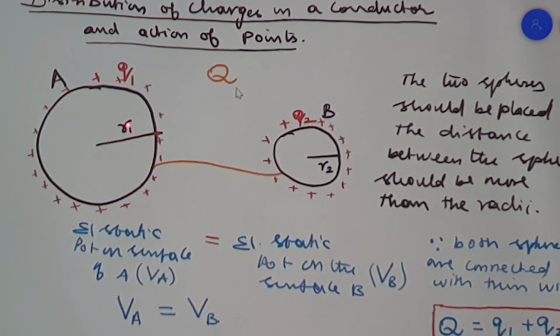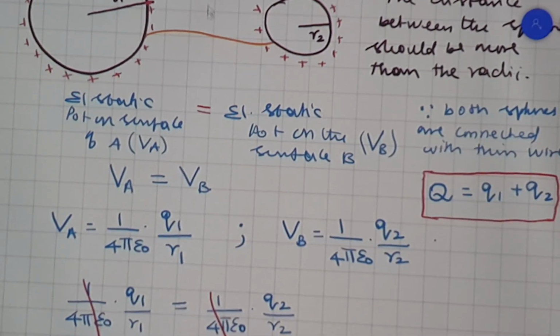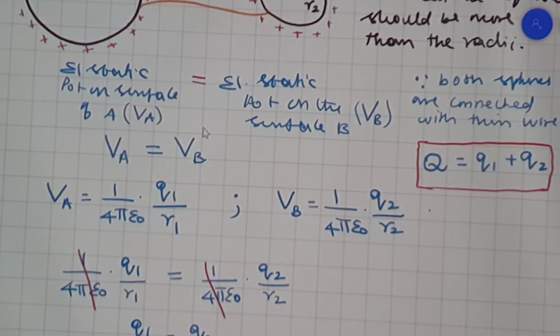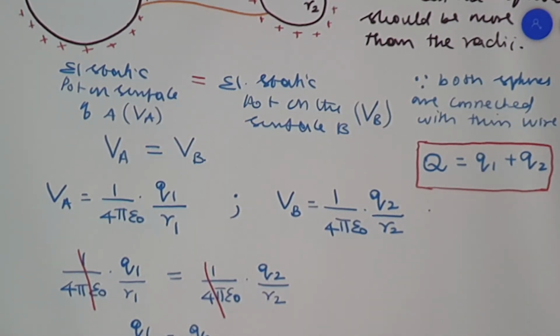As we have already studied in the application of Gauss law, in the case of a hollow sphere, inside that sphere there is no charge residing. So the charges that are being given are distributed uniformly over its surface alone. Since both the spheres are joined with the help of a thin wire, one can say that the electrostatic potential on the surface of A is equal to the electrostatic potential on the surface of B.